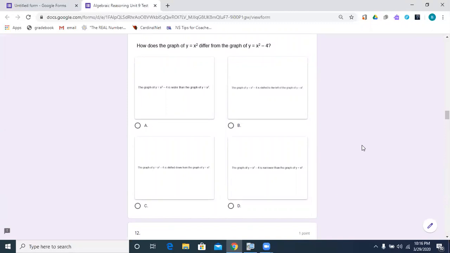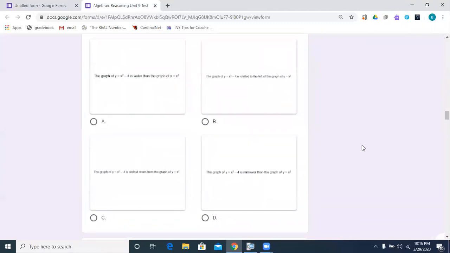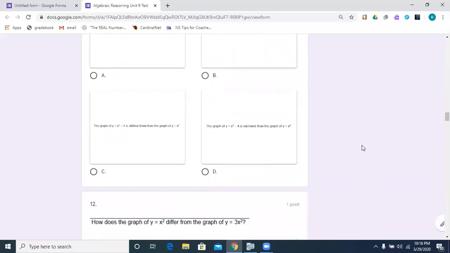Number 11. How does the graph of y equals x squared differ from the graph of y equals x squared minus 4? A, the graph of y equals x squared minus 4 is wider than the graph of y equals x squared. B, the graph of y equals x squared minus 4 is shifted to the left of the graph of y equals x squared. C, the graph of y equals x squared minus 4 is shifted down from the graph of y equals x squared. D, the graph of y equals x squared minus 4 is narrower than the graph of y equals x squared.